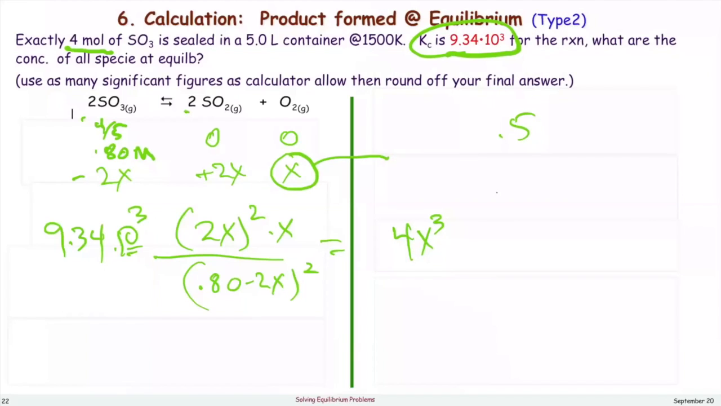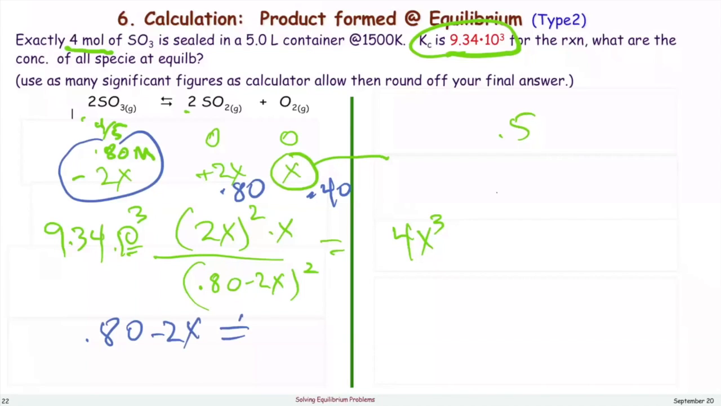Change my color. This is 0.4. If the reaction is going to completion, then basically your starting material is going to stoichiometrically convert to product. This would be 0.8. But this quantity right here, 0.80 minus 2x, that cannot be equal to 0. Because if it's equal to 0, then the denominator in this quantity is 0, and then you can't solve it. That's where you make your assumption.